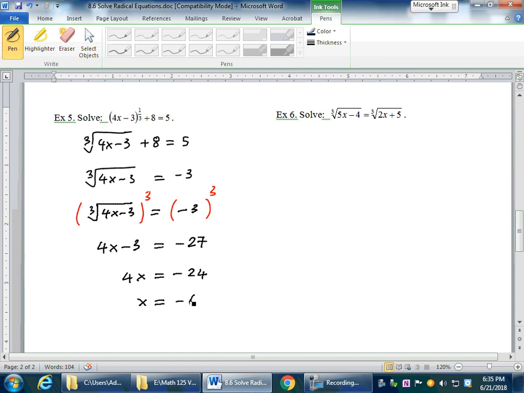Checking it, I plug negative 6 into either the original equation or this equation, because these are the same. So 4 times negative 6 is negative 24. Negative 24 minus 3 gives me negative 27. And we know that the cube root of negative 27 is negative 3. So negative 3 plus 8 gives me 5. And that makes it a good solution for us.